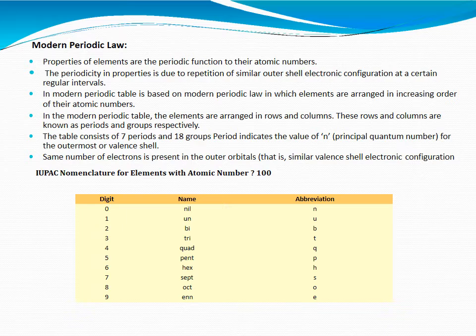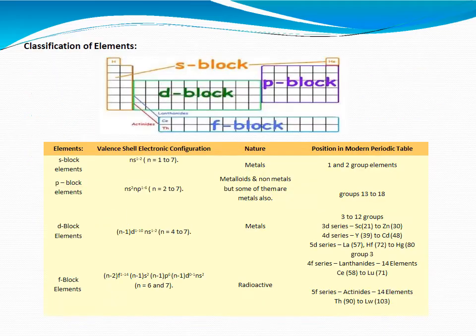IUPAC nomenclature for elements with atomic number more than 100. For digit 0, the name is nil and abbreviation is N. For digit 1, the name is un and abbreviation is U. For 2, it is bi and abbreviation is B. This is the number of digits and their names and abbreviations. For example, if we have to write 101, then the IUPAC nomenclature of that element will be unnilunium. It is known as Unu. Okay, so we can write their names according to IUPAC nomenclature.